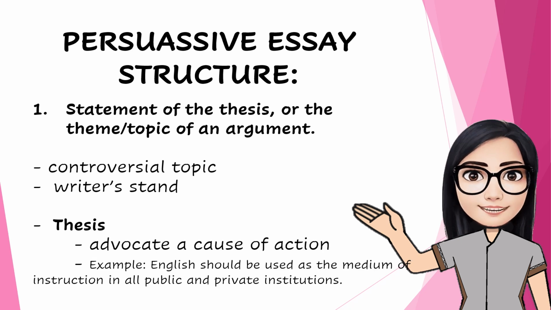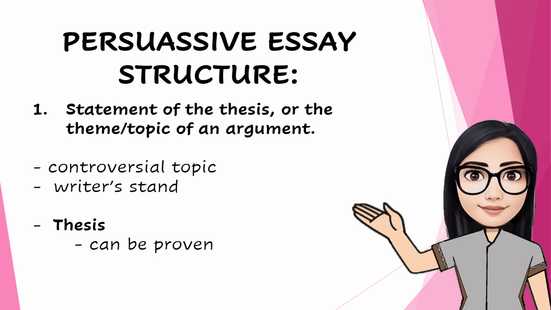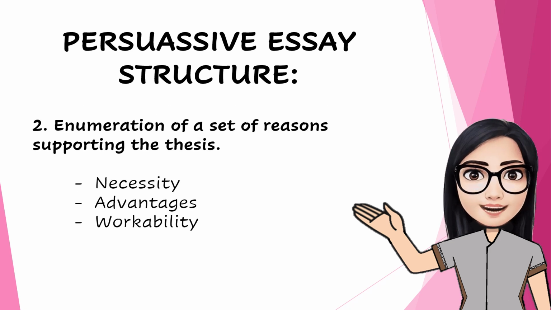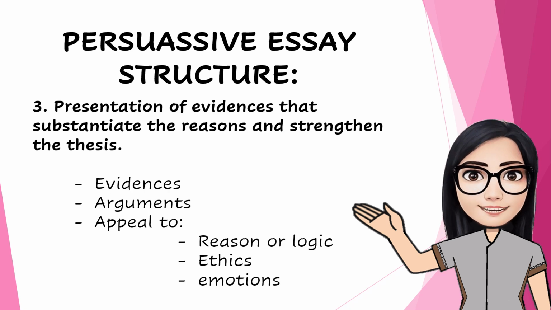Number 2, it should advocate a cause of action. Example, English should be used as a medium of instruction in all public and private institutions. Likewise, the thesis should be something that can be proven. Number 2, enumeration of a set of reasons supporting the thesis. This part elaborates on the necessity of the proposal, its advantages, and workability. Number 3, presentation of evidences that substantiate the reasons and strengthen the thesis.